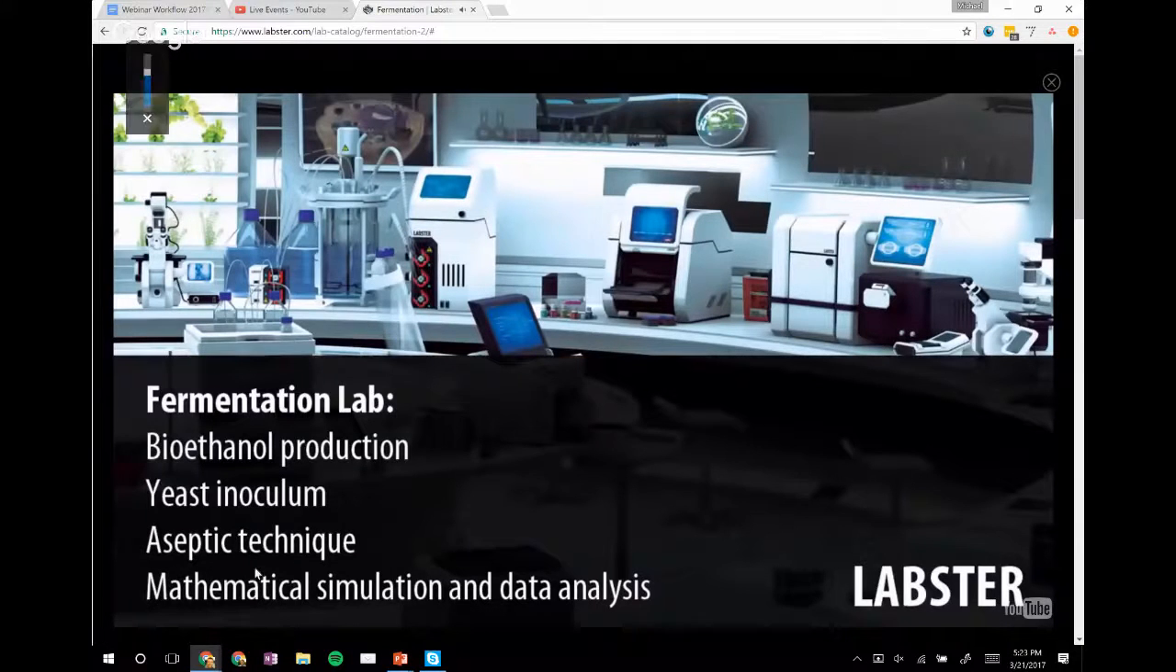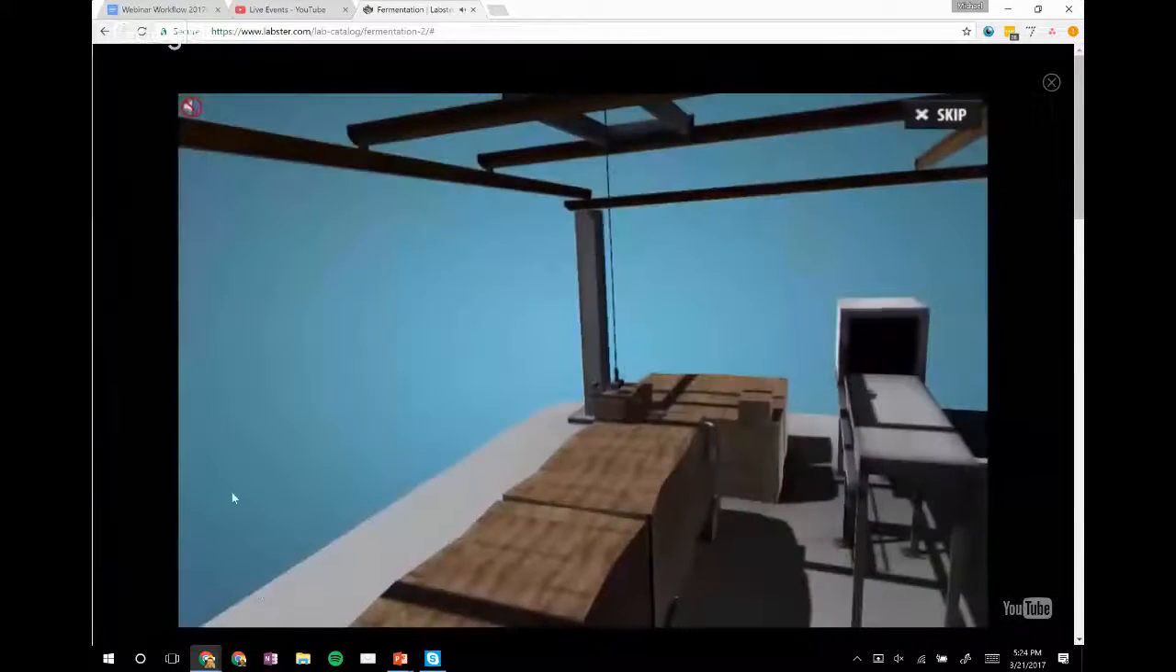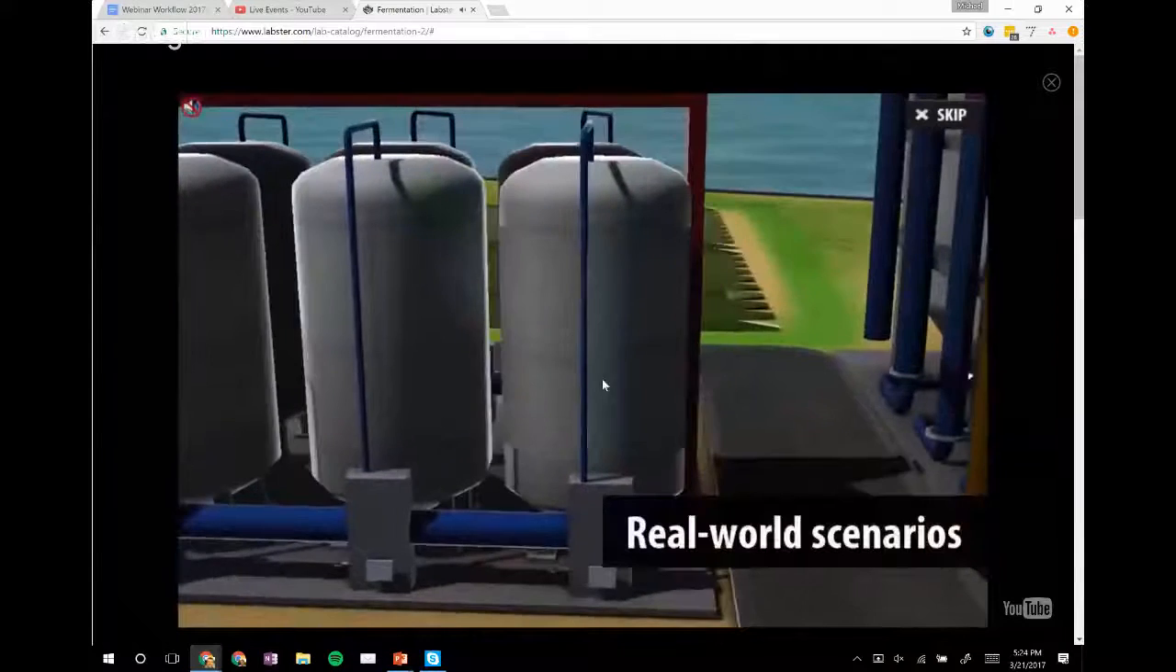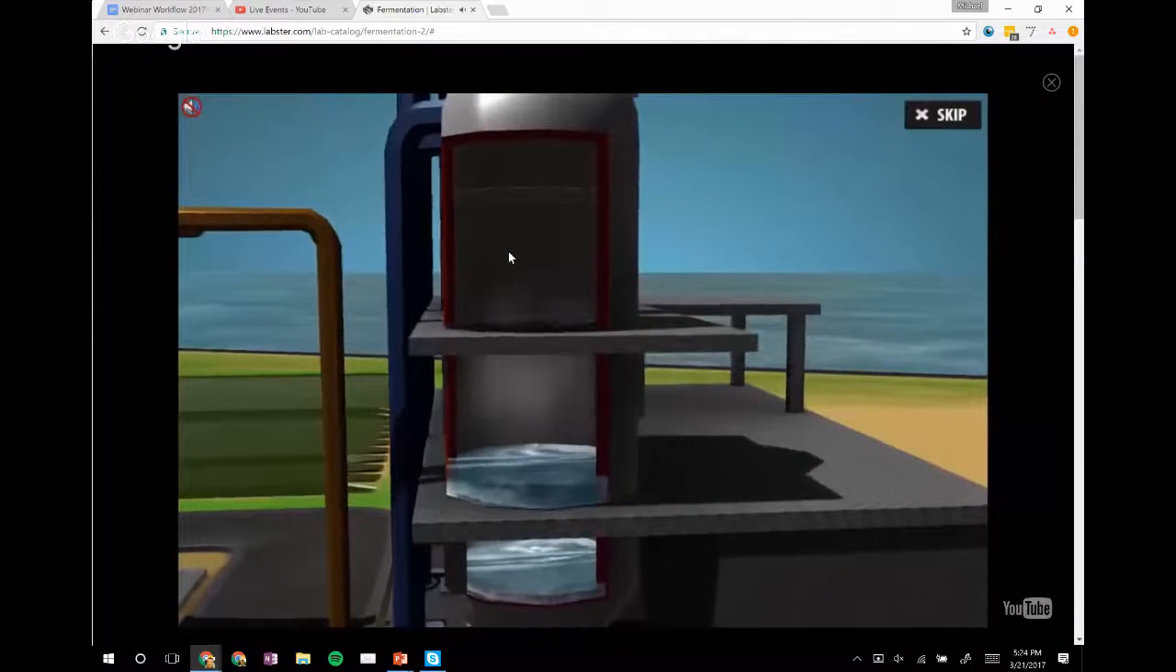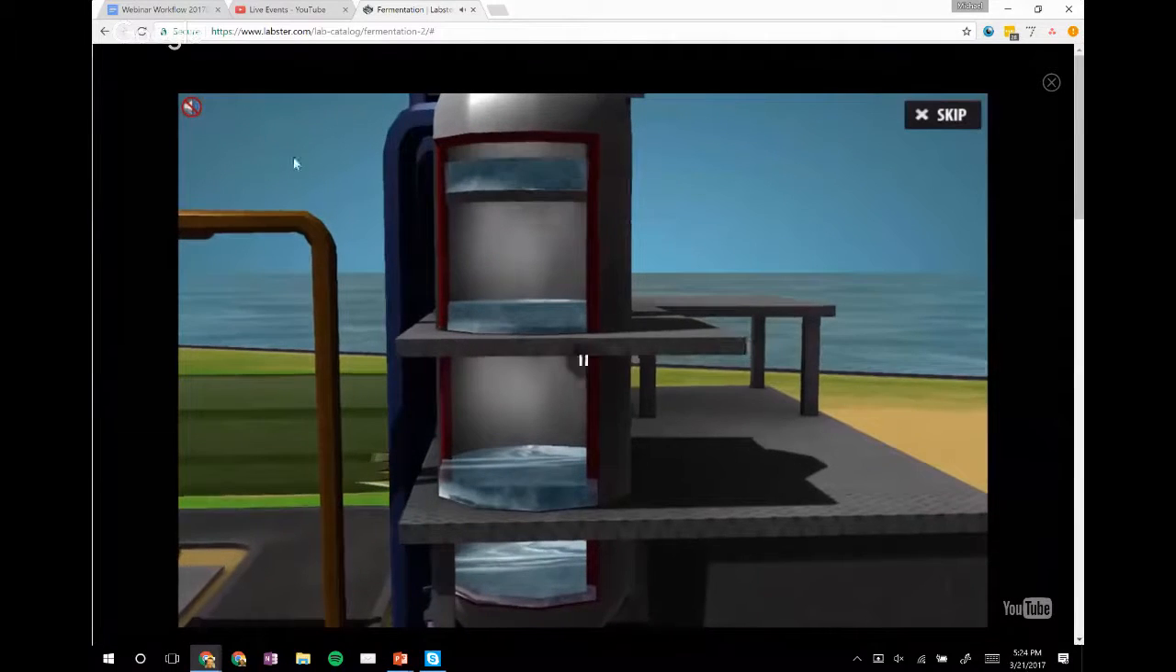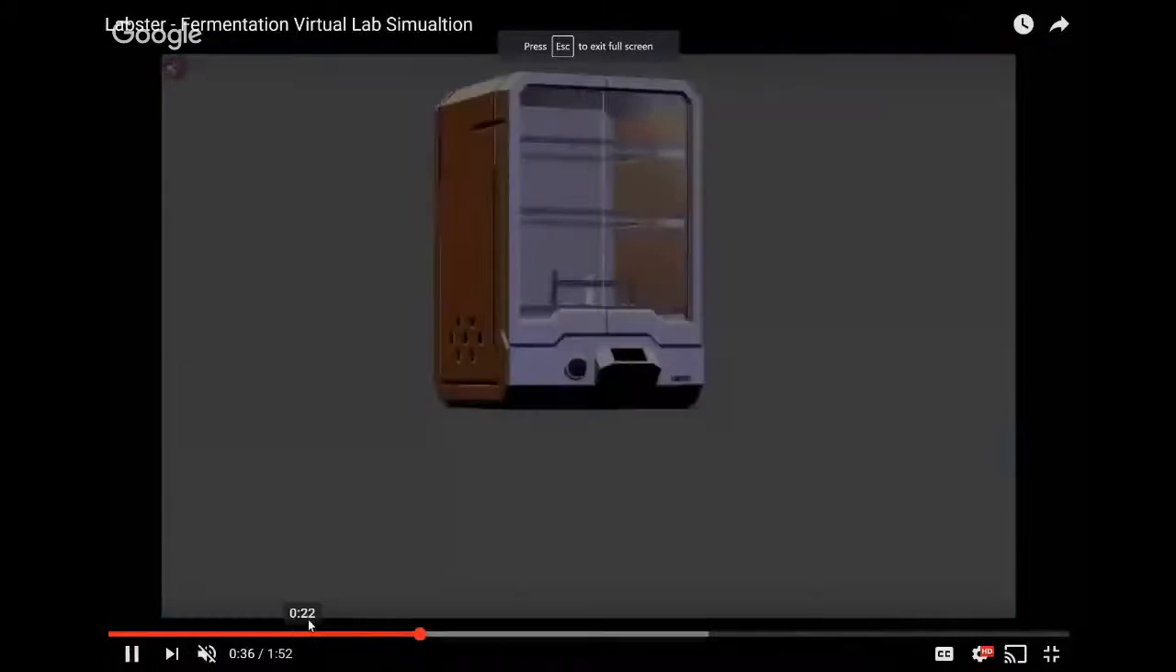So the fermentation lab teaches bioethanol production, for instance, and the students start out by seeing a real scenario, so they get to see the actual production facilities and how it's all working. Let me actually do it here so I can jump a little bit. So there we go. And then after seeing the factories, they go into the real laboratories.